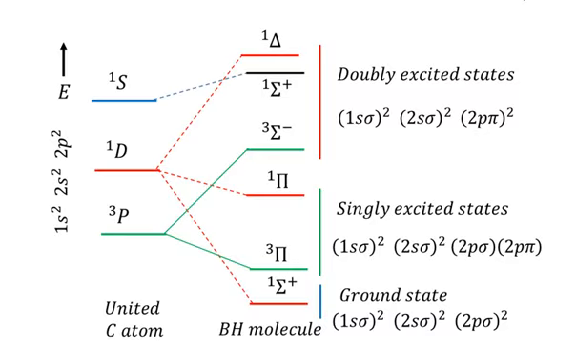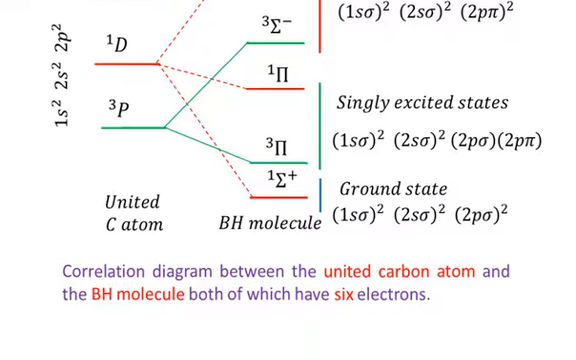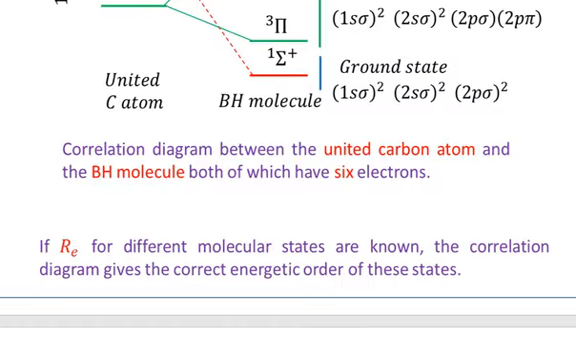So the united carbon atom, or the atoms in the atomic state, can help us find out the molecular states and rank the energy levels of those molecular states. If R_e, which is the equilibrium separation for different molecular states, is known, the correlation diagram gives the correct energetic order of these states.